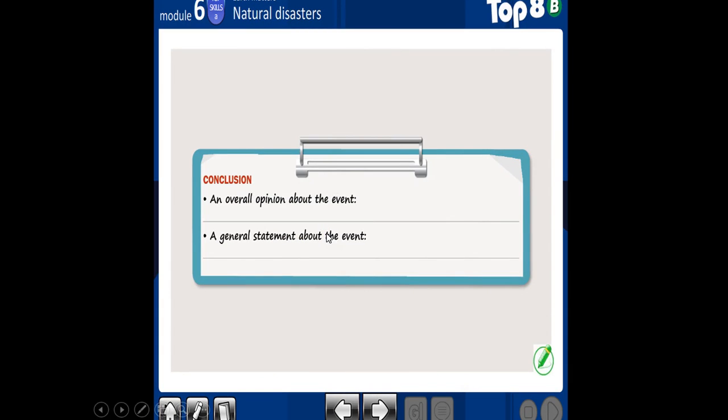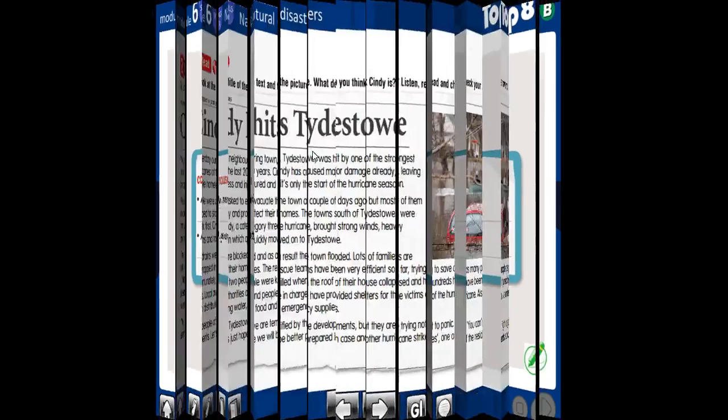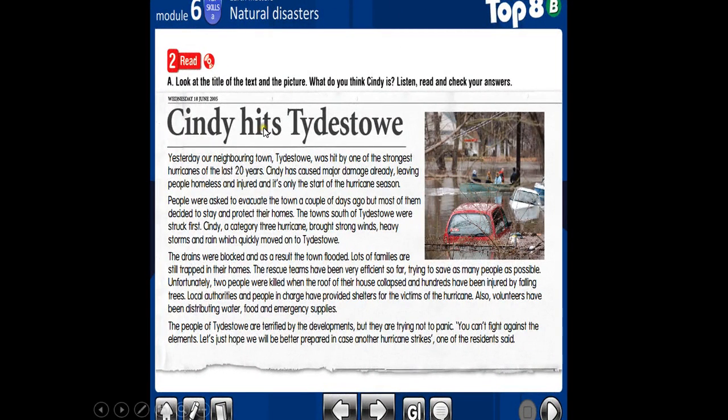For example, it was not very dangerous, or it was not an easy disaster. You can write a quotation from one of the residents or one of the witnesses of the disaster, like this natural disaster newsletter in your book also.